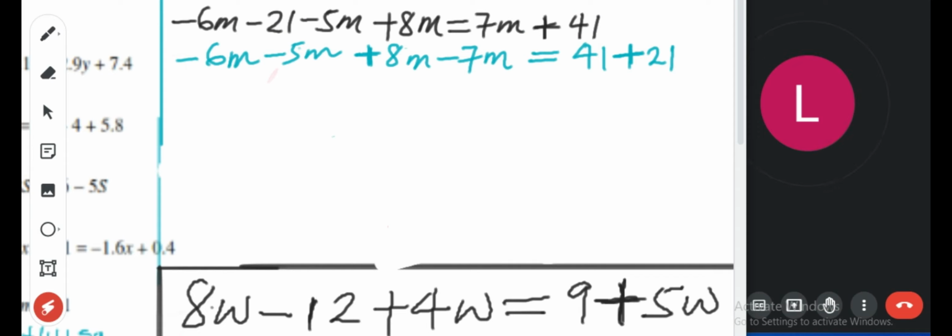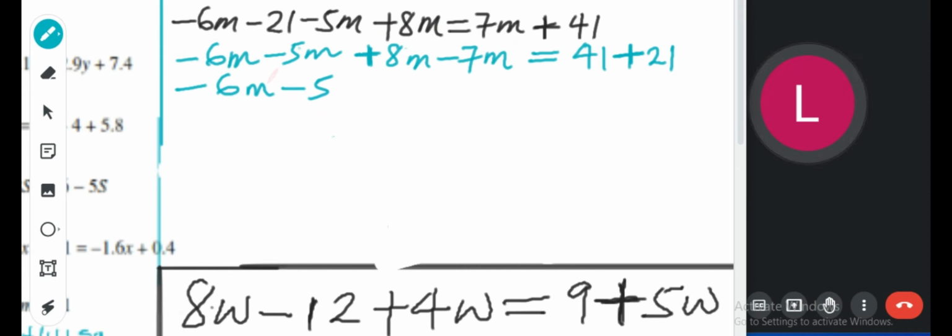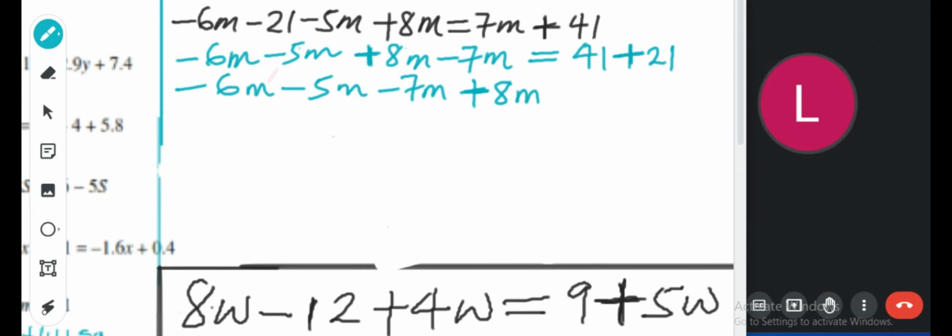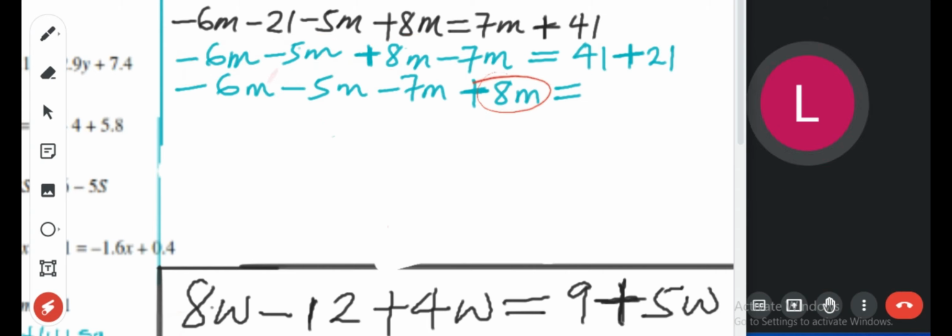So we can collect like terms here, like the ones in negative, just to make it easier. So I have minus 6m, minus 5m, then minus 7m, before I write plus 8m. Their signs didn't change because I just rearranged them all on the left hand side. So they didn't move to the right hand side. So their signs will still stay the same. So that's why it's still minus 6m, minus 5m as they were before, then plus 8m as they were before, and then minus 7m as they were before. I just wrote down the minuses first before the plus to make it neater. Okay, so 41 plus 21 will give us 62.